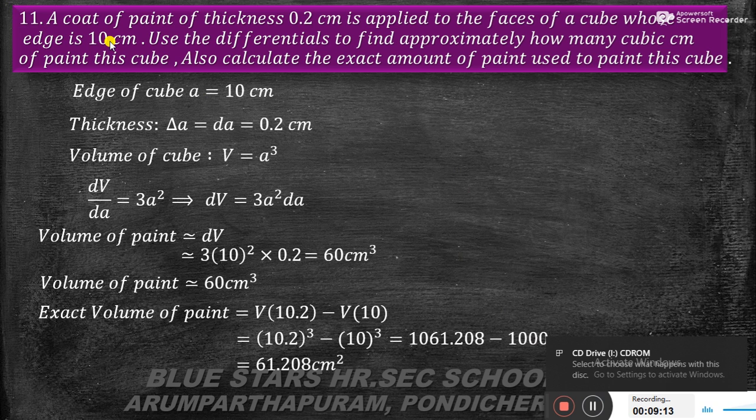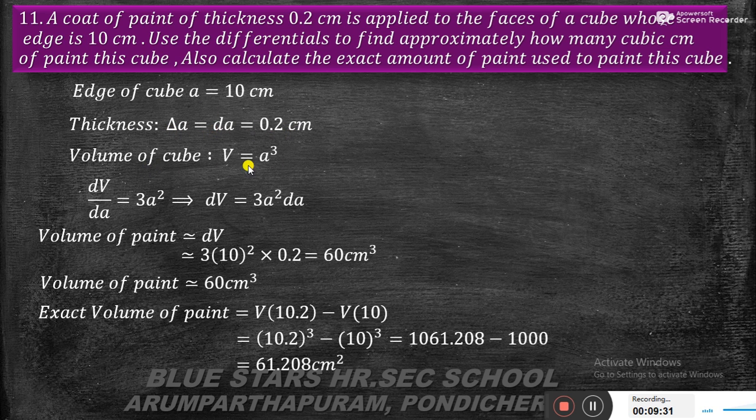So you see the question, the edge of the cube is given. The edge of the cube is 10 centimeters. Therefore, edge of the cube A equal to 10 centimeter. The thickness is given as 0.2. So del A equal to dA equal to 0.2 centimeter.